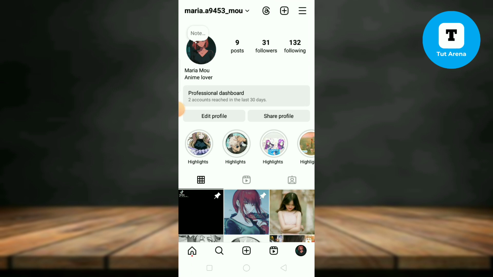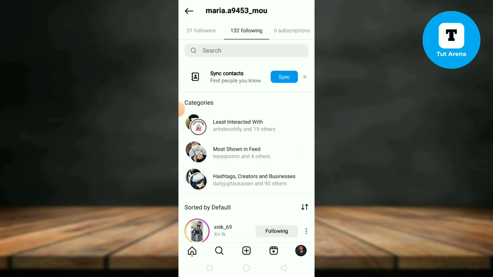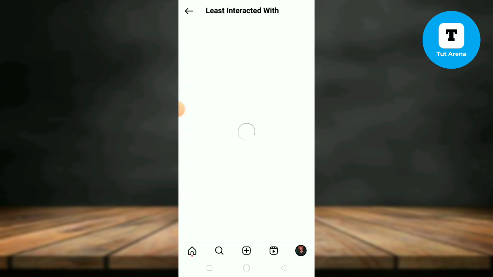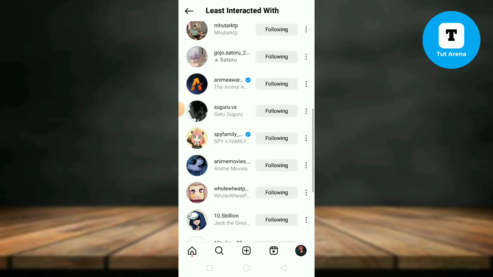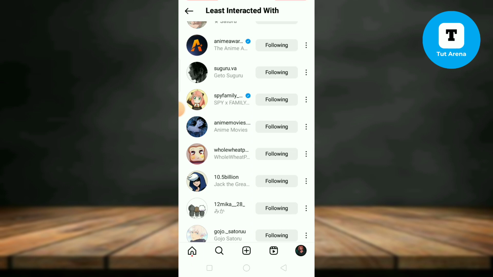Now tap on the following, and in here you guys can find a lot of categories. At the top you guys can see "least interacted with". Here you guys can find the people that you least interacted with. So to unfollow them, tap on here. Then you guys can unfollow them one by one.